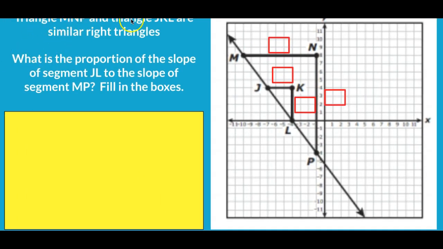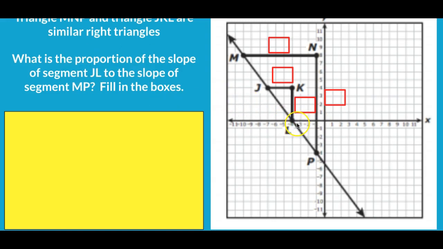Triangle MNP and triangle JKL are similar triangles. What is the proportion of the slope of segment LJ to the slope of MP? So we're talking about LJ, that's this one, and we're talking about MP. First of all, if the hypotenuses of these triangles are on the same line, then the slope is going to be the same. So it's asking, what is the ratio?